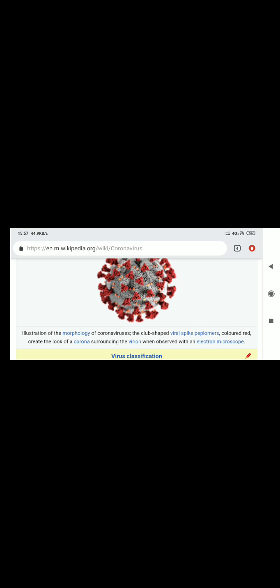These are coronaviruses. The transmission electron micrograph of avian infectious bronchitis virus. Here's a coronavirus. This is the morphology of the coronaviruses, where we have spike-like viral spike projections, and we'll be discussing this later in this video.